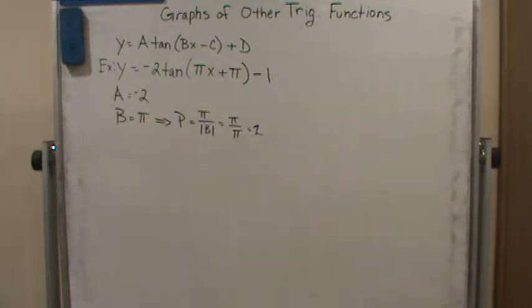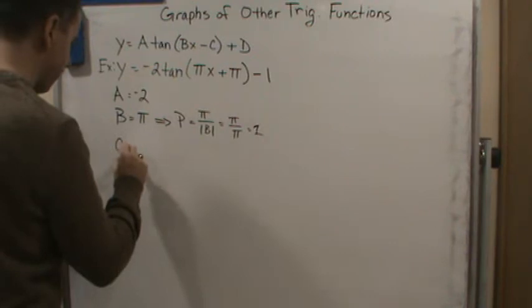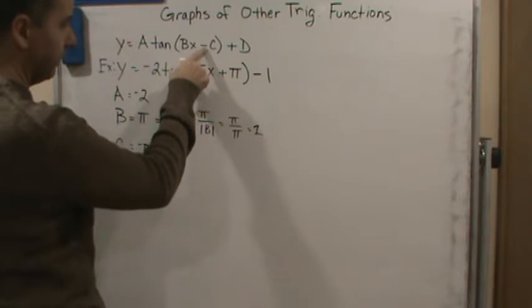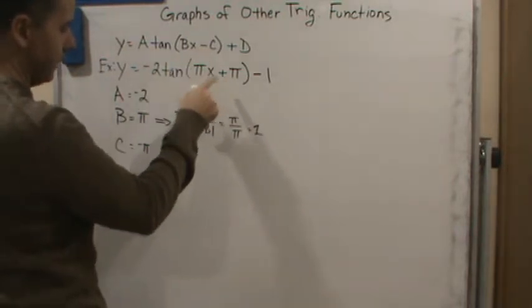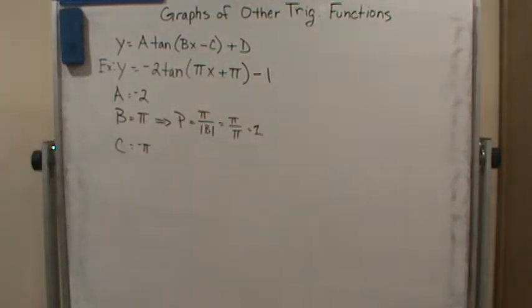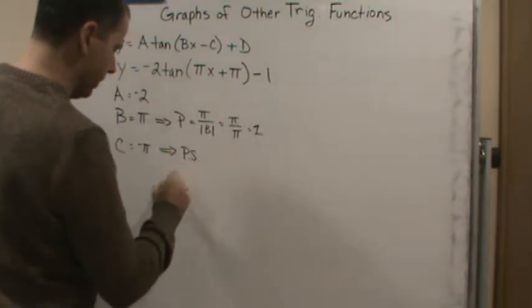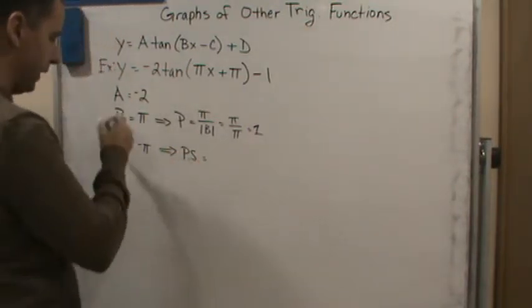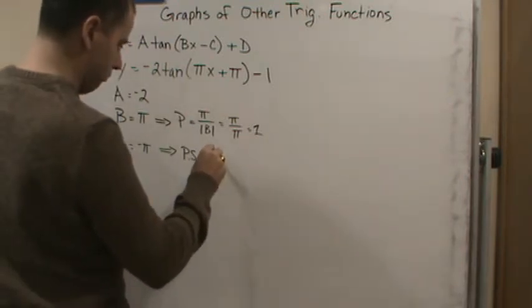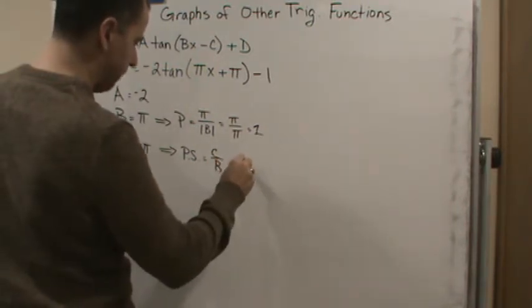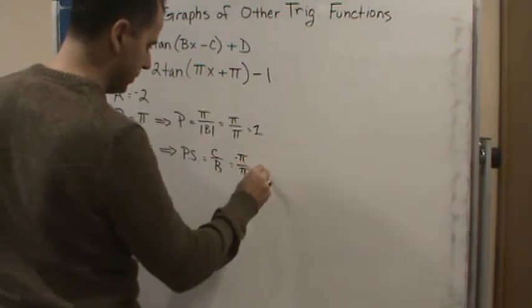Now, what is C? C is -pi. Why? Because again, we have a subtraction here, so this is going to be -pi. So C is -pi, which means the phase shift is equal to B over C, or excuse me, C over B, which is -pi over pi, which equals -1.